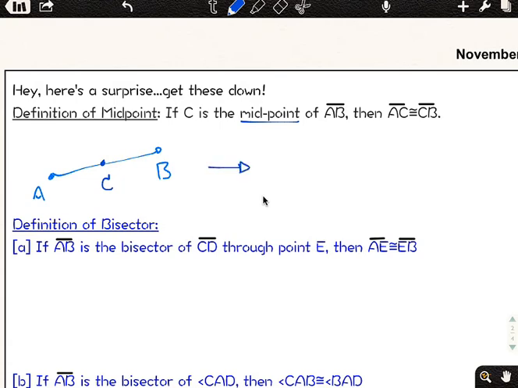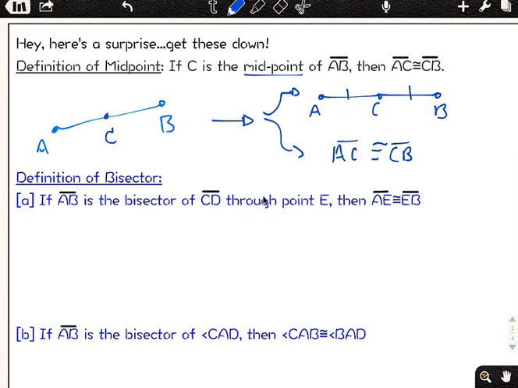I can conclude actually a couple things. The picture thing I can conclude is that I can add some hash marks to my segments, indicating those segments are now congruent. I can also write them out as AC congruent to CB. Okay? And that's all it's really saying, that if C is in the middle, then it cuts that segment into two congruent parts. And you're going to see a lot of these follow the seam intersection today. So that's midpoint.